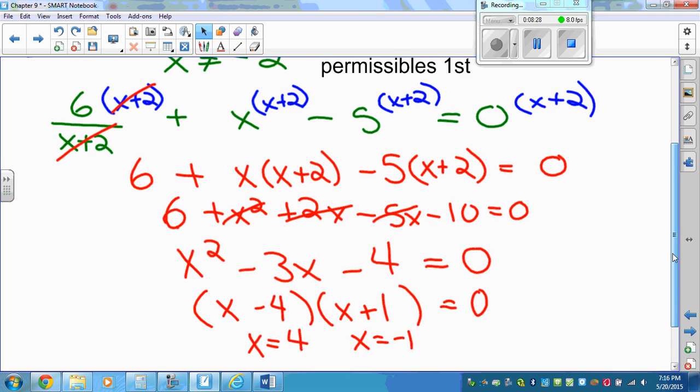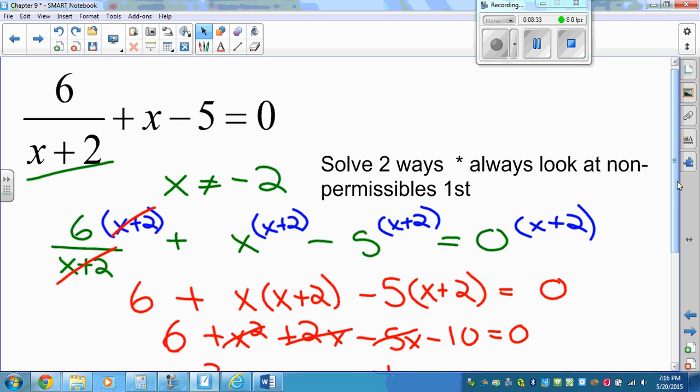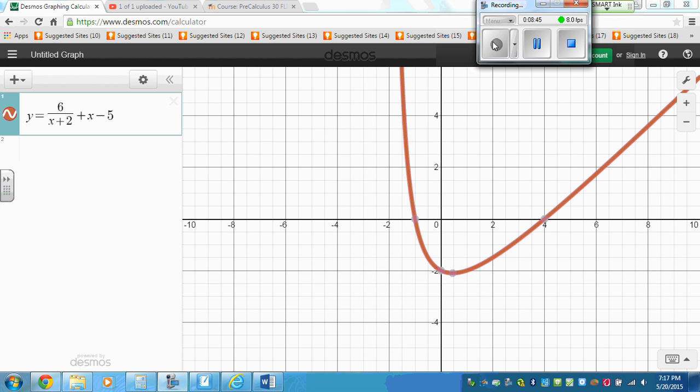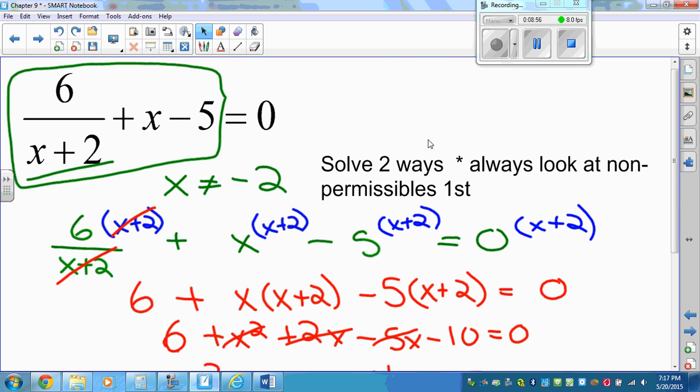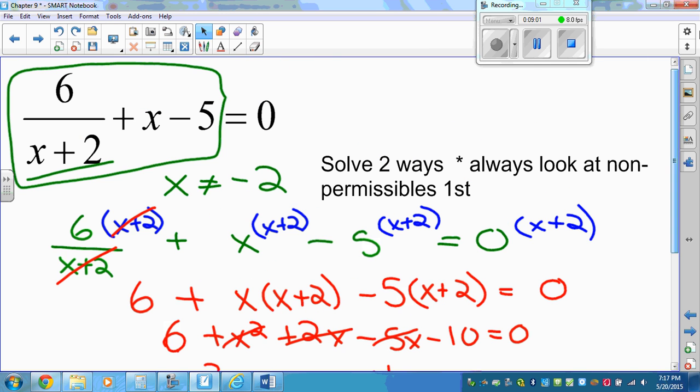Now, the other way to solve this is we could graphically put this in. So this one already has 0 on one side, so I'm just going to graph this side of the equation. I am going to look at the x-intercepts, and hopefully we get the same answer. Okay, here I have graphed it, and it looks like I have -1 and 4, so the same answer. So it said to solve two ways. Okay.